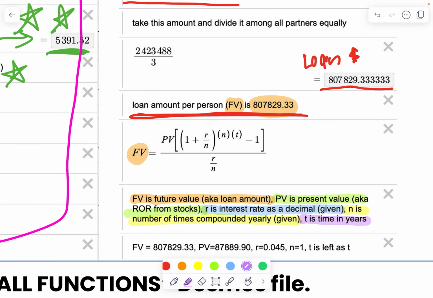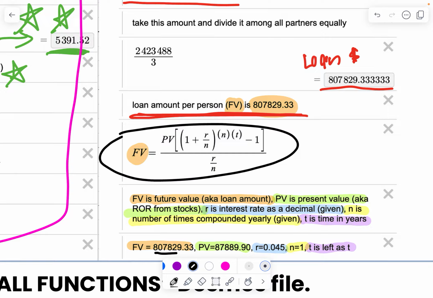So you can see right below in my screenshot, I started to write down what those values were. FV was the number, PV was the number, the interest rate was 4.5% as a decimal, N was 1, and then I even told myself that T is left as T. Feel free to do that or a combination of these things, because now we're going to take our formula, copy and paste it, and plug in all of these numbers so that instead of having a ton of variables everywhere, we have one variable, and our goal is to use our algebra skills to solve for it.